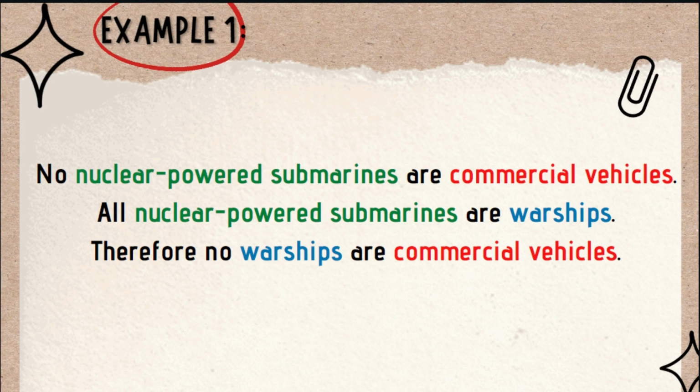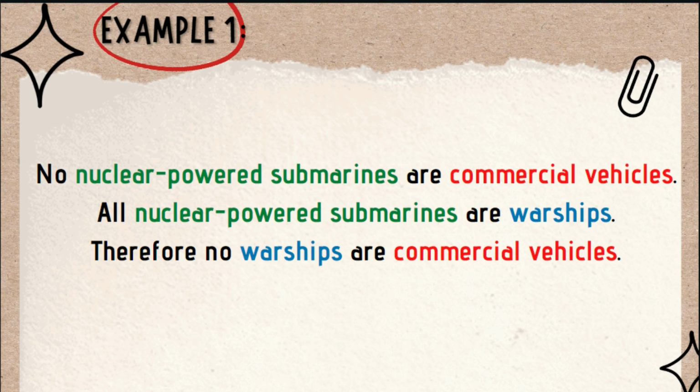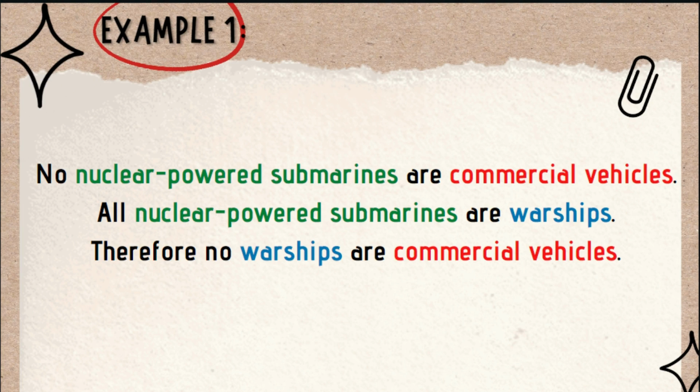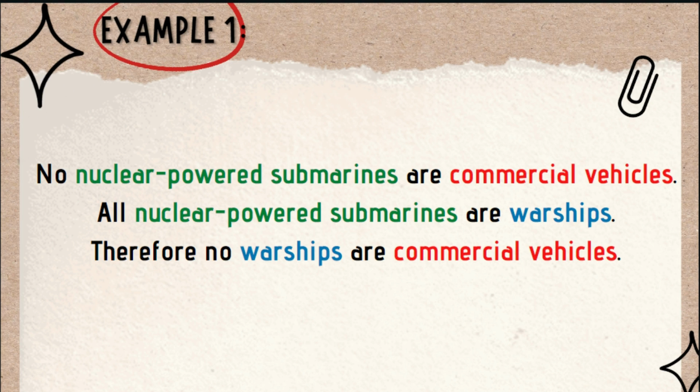Since we found it is a syllogism, let's check with the Venn diagram if this syllogism is valid or not. We will take premise 1, which is: no nuclear power submarines are commercial vehicles. As we know, nuclear power submarines is the middle term because it didn't appear in the conclusion. And commercial vehicles is the predicate because in the conclusion commercial vehicles is the predicate.